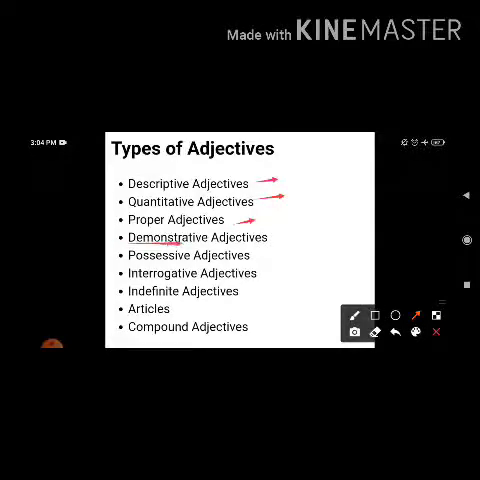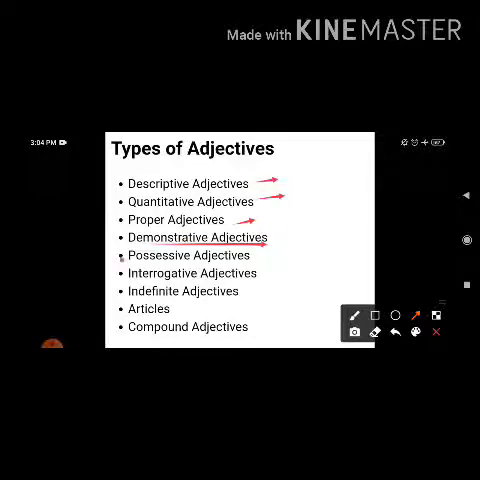And another one is demonstrative adjectives. Demonstrative adjectives are the adjectives which refer to something, right? Which indicate towards something, जो किसी की तरफ इशारा करते हैं, right? For example, that bag is mine, this pen is yours, right? These are called demonstrative adjectives.